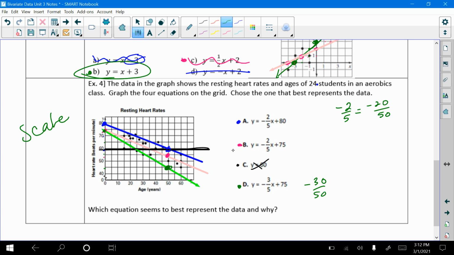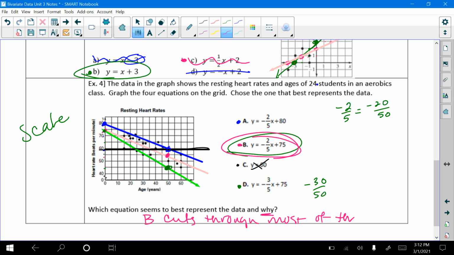So I would say the best fit is going to be that pink one right in the middle. So I would say B. And why? Because it cuts through most of the data. Not necessarily touching the data, but it goes right through the middle of it all. It's an average line.